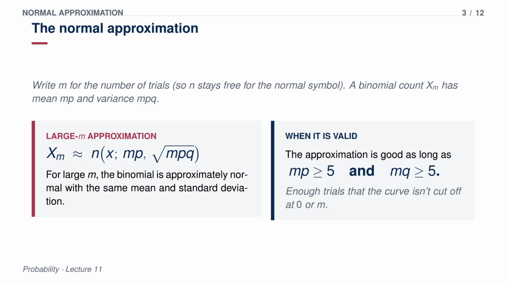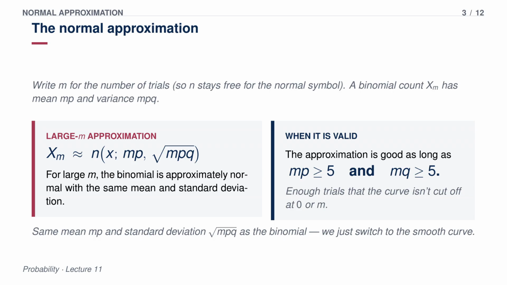If p is tiny, the bulk huddles down near 0, and the tent spills off the cliff into impossible negative counts. If p is huge, it smashes into the wall past m. Requiring m times p and m times q to both be at least 5 guarantees 5 units of clearance on each side. So the symmetric tent actually fits inside the campground. So the headline. Same mean mp, same standard deviation root mpq, we just switched to the smooth curve.